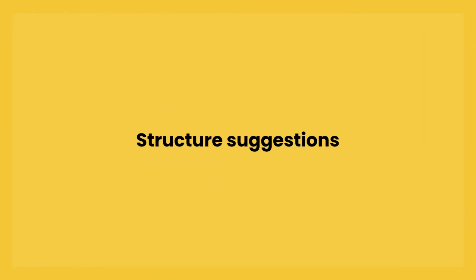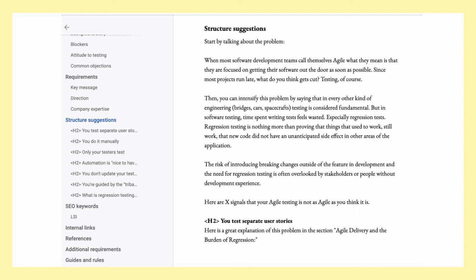Structure suggestions. To make your brief even more specific, you can provide an outline to show your writer what the structure of the content should look like. What does an outline include? First of all, it should include an idea for the introduction, the most important part of the story. H2, H3 subheadings. What should go into each section and where to get the information. And finally, a CTA, or where the reader should go next.